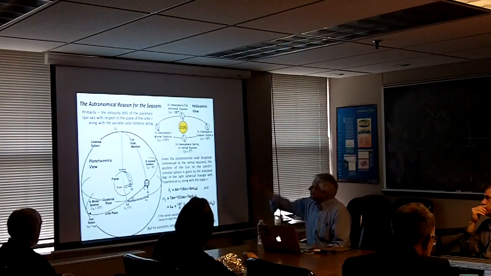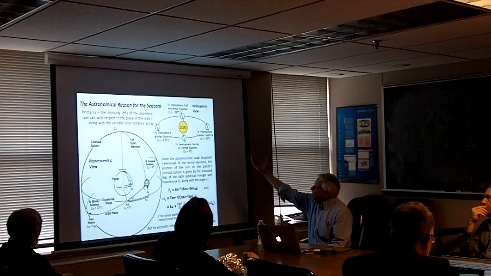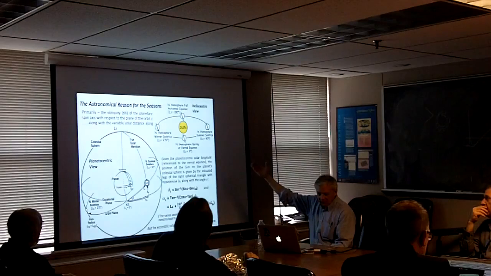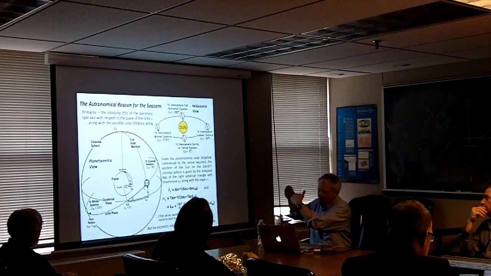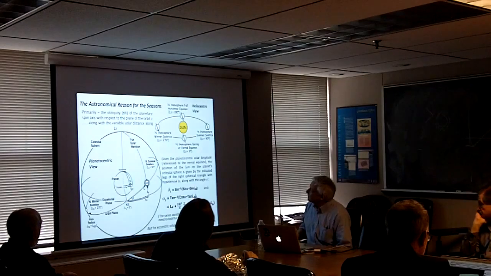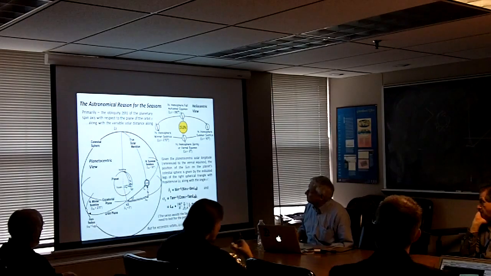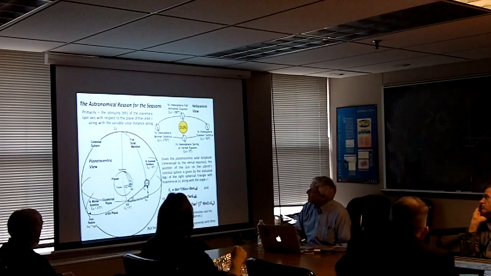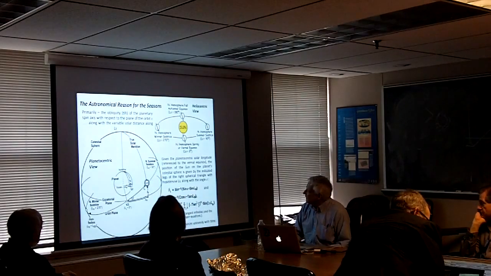This upper right diagram shows in a heliocentric perspective the reason for the seasons, primarily the tilt of the planet's spin axis with respect to the plane of its orbit. But also to some extent, especially on Mars, the variable solar distance is also important.